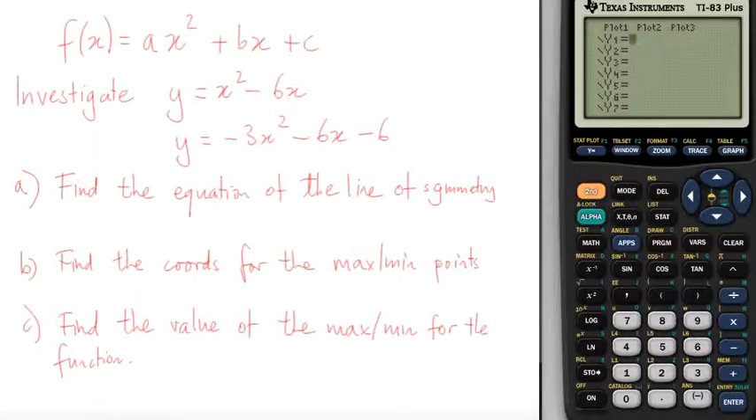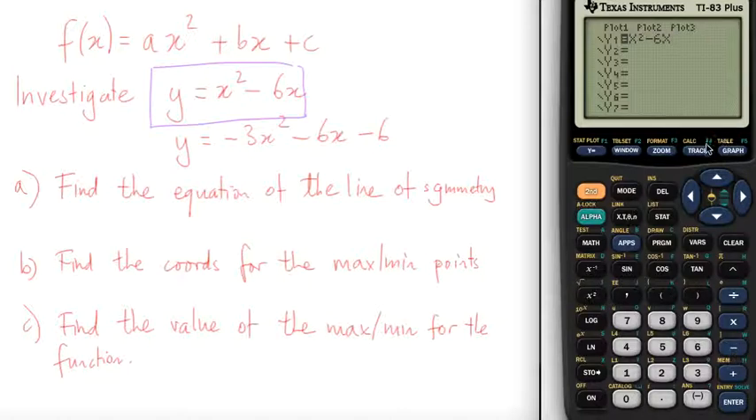So let's start off with investigating this one here. I'll write my answers in blue. Go over to our calculator, go to y equals, plug in the function x squared minus 6x and trace it, and there it is. I'll just increase the y min to minus 15 so we can see the minimum point. Right, and now we see that it actually has a minimum.